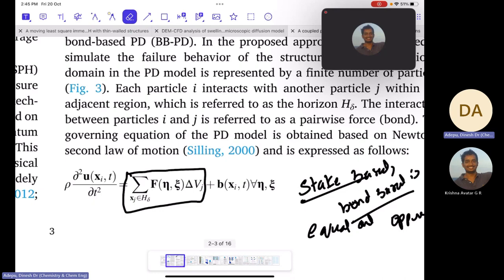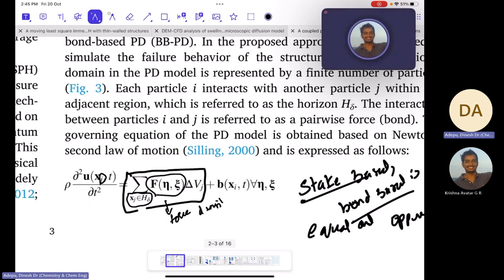You understand, right? So it's like the horizon. You're applying the force on particle i, and you loop over all the particles in its neighborhood. Within that, compute the force using this F. This is force density, as we have seen in the last meeting. It's force density because you're multiplying by the volume.